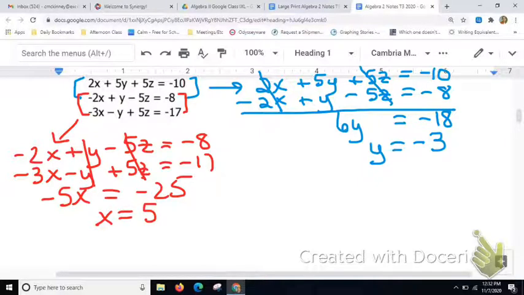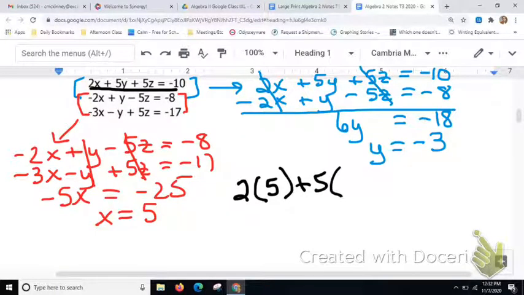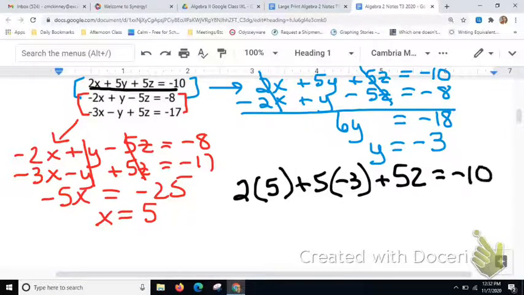Once we know two of the values, we don't need to keep putting things together. Once we know two of the values, we can plug those two values into any one of the three equations and figure out the third value. So that's where we're at here. So I'm just going to take that first equation, 2 times 5, because that's my x, plus 5 times negative 3, that's my y. We don't know z, that's the guy we're still trying to figure out, is equal to negative 10.